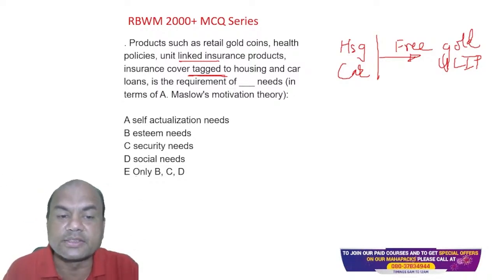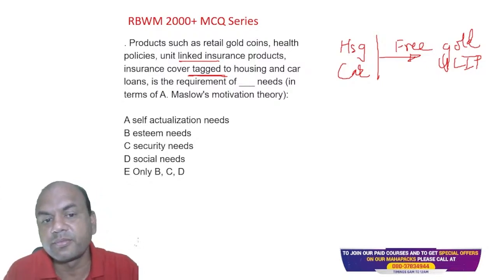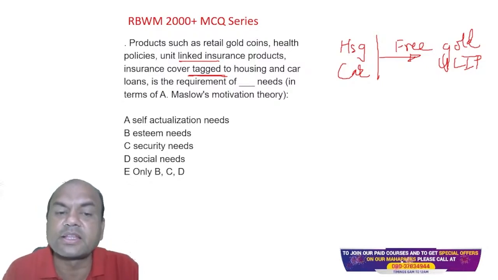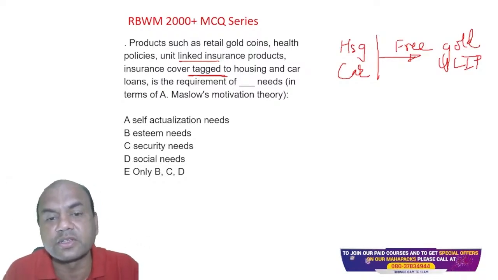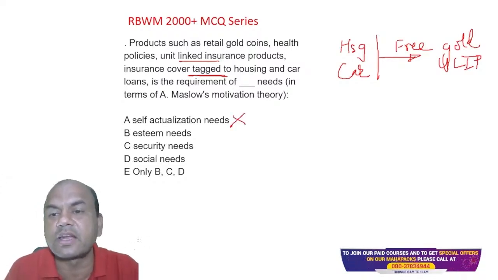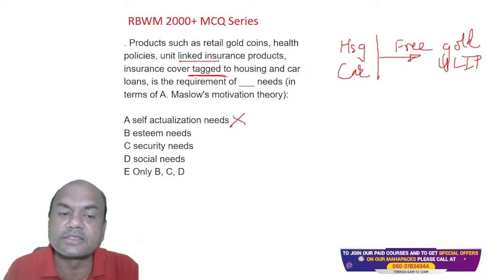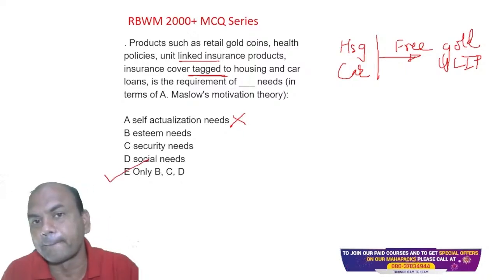Self-actualization, esteem, security, social, only B, C and D. Remember, self-actualization is a senior person above all these categories. So this person does not need all this tagging and everything. It's only esteem, social and security. So answer is E. Okay.